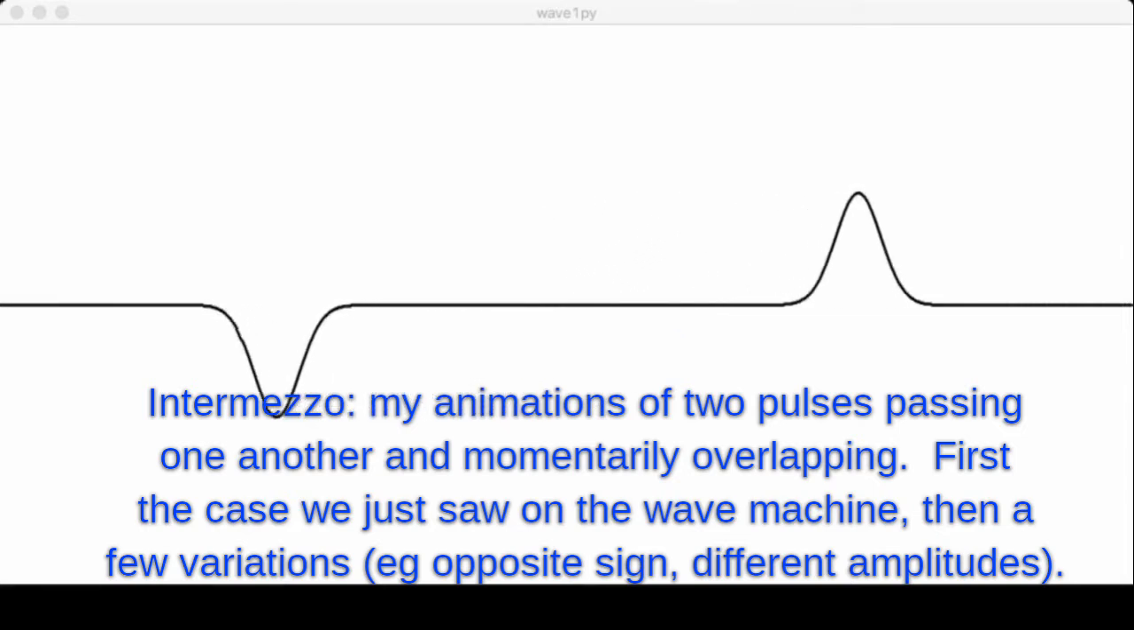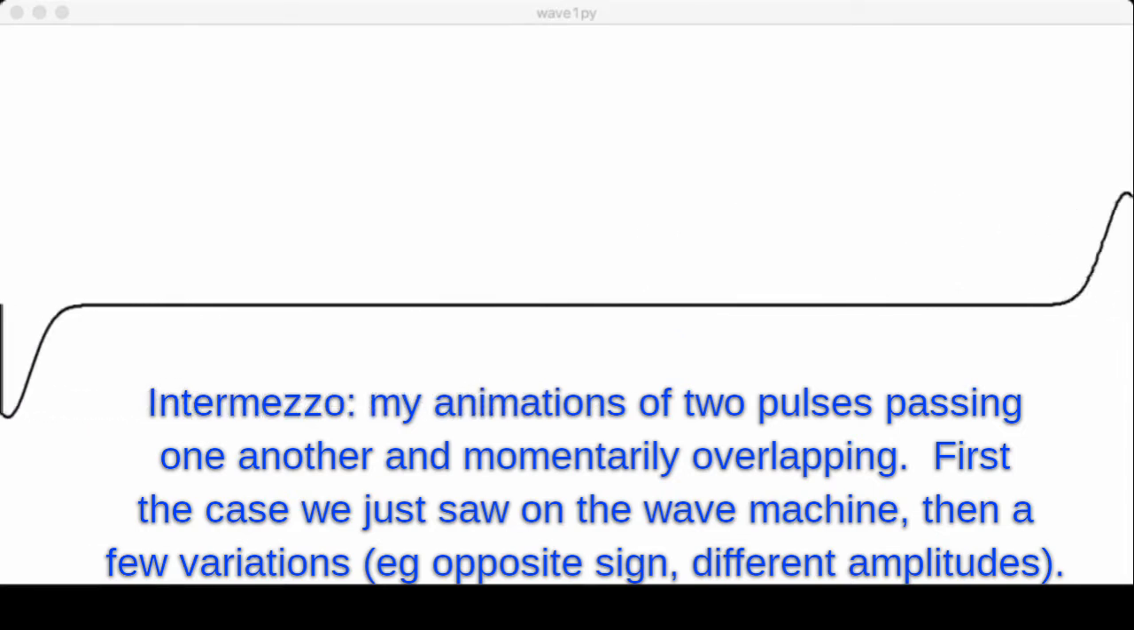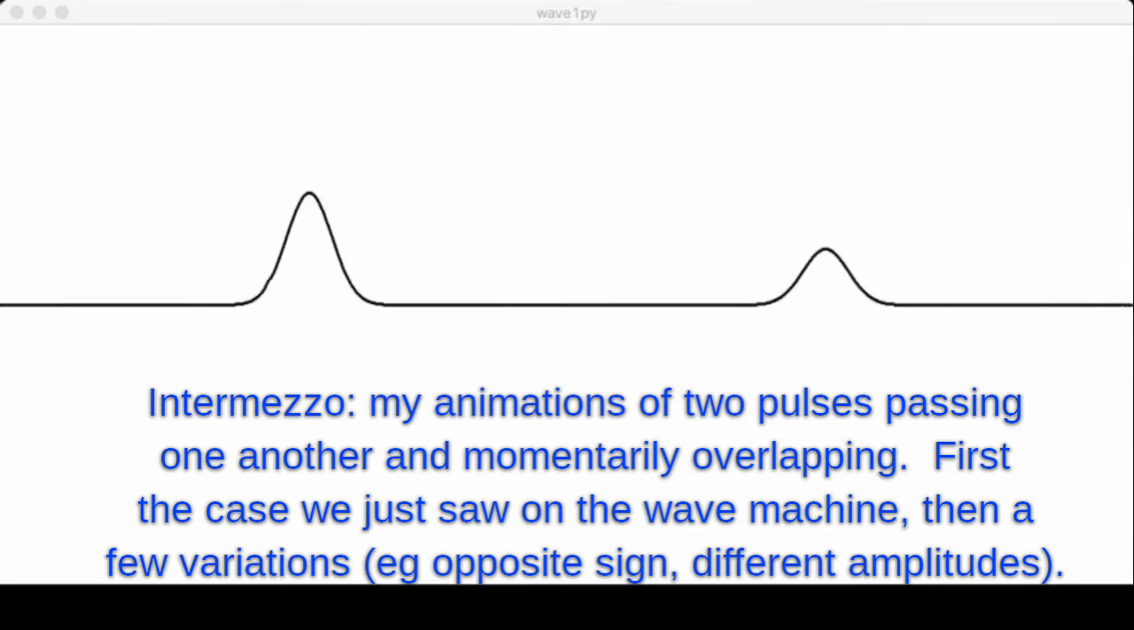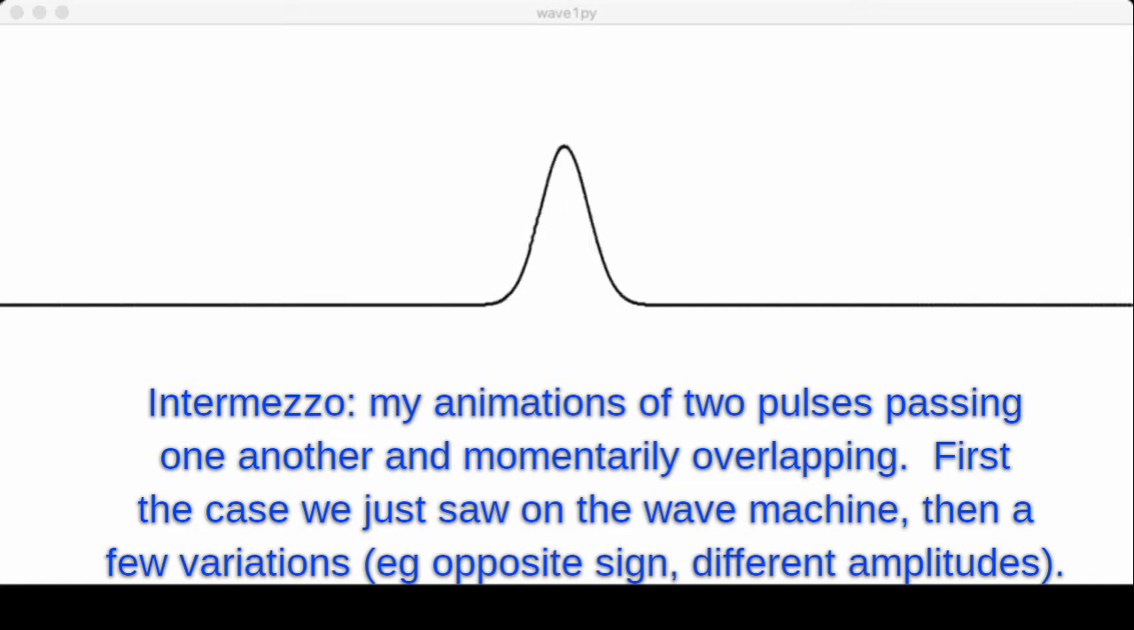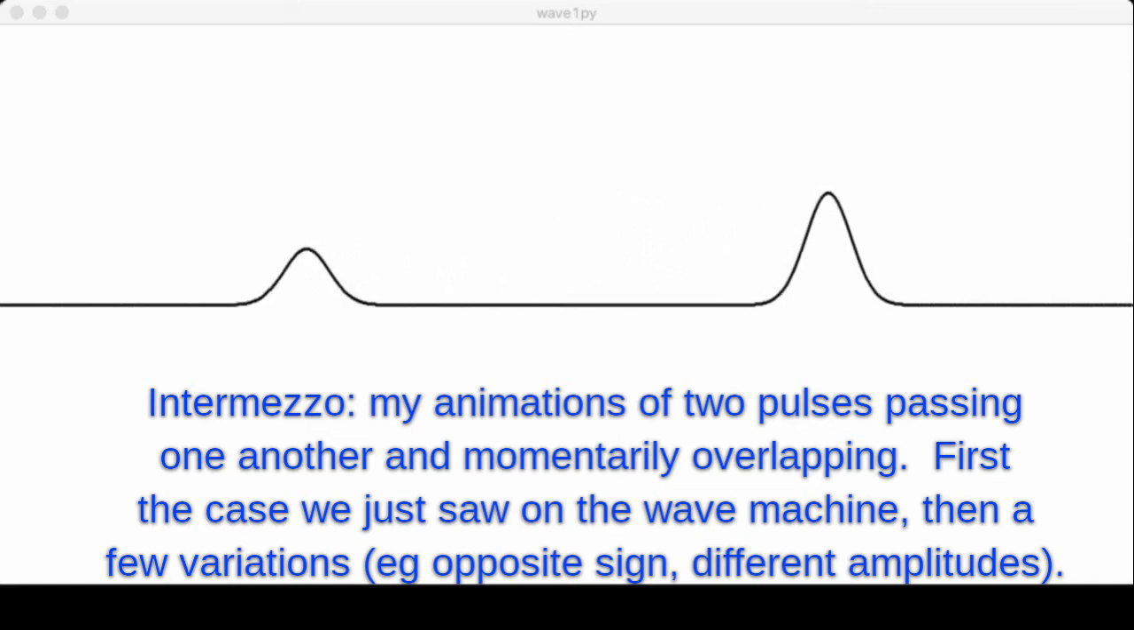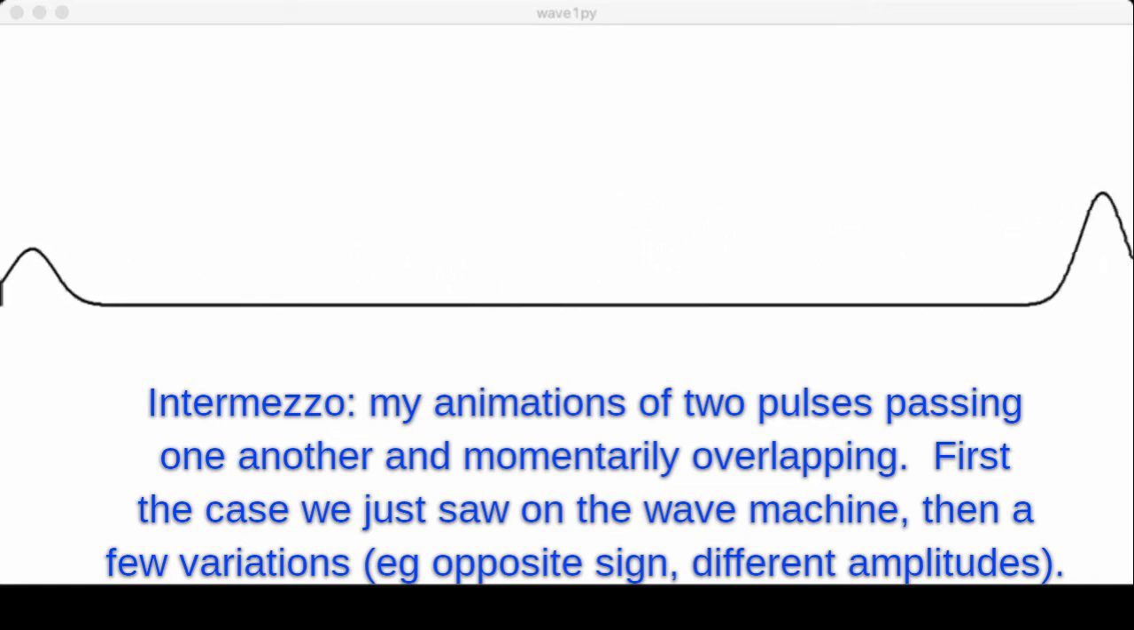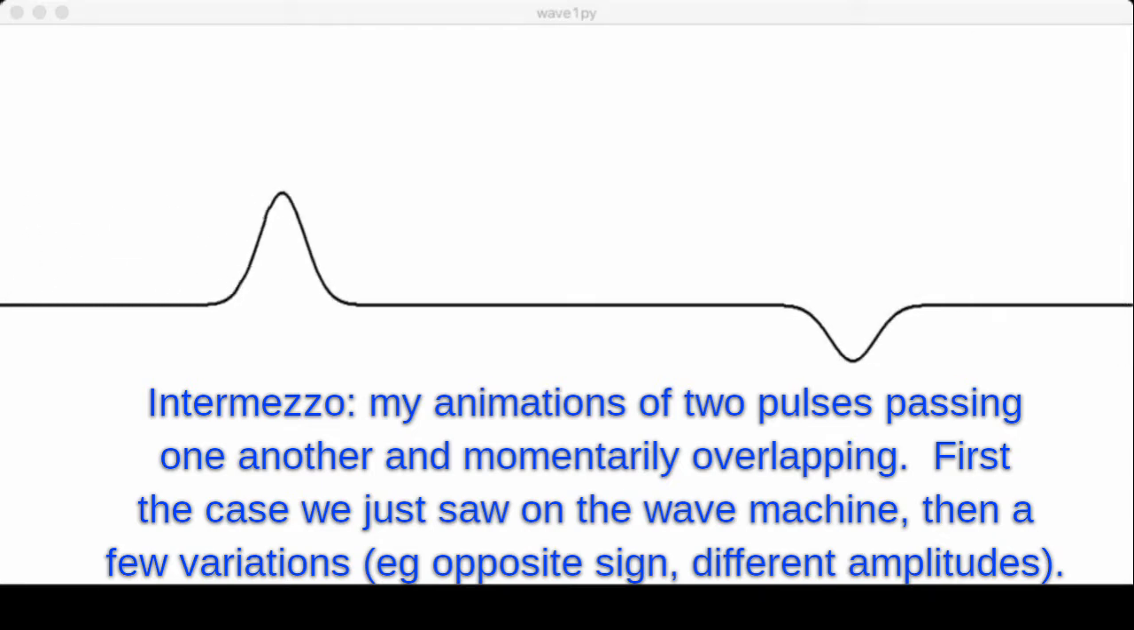And then you're going to see two pulses of different size. So they differ by a factor of 2 in size. You'll see them overlap. It's more interesting to see what happens when they have opposite signs. So next you're going to see two pulses of opposite sign and differing by a factor of 2 in size. So then they do not cancel quite completely while they overlap.